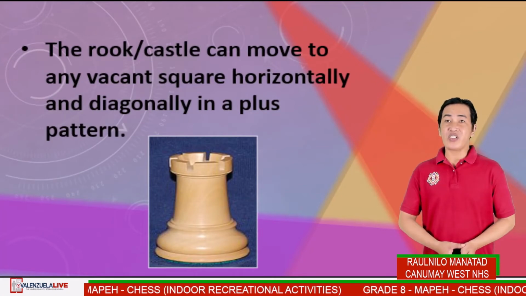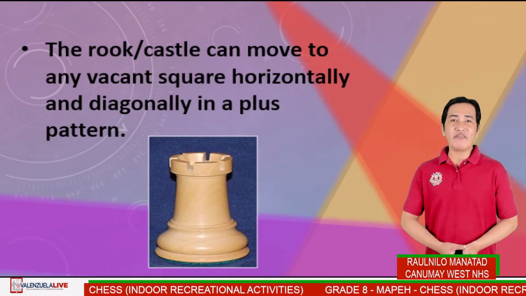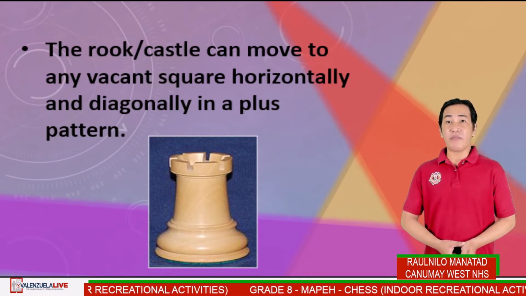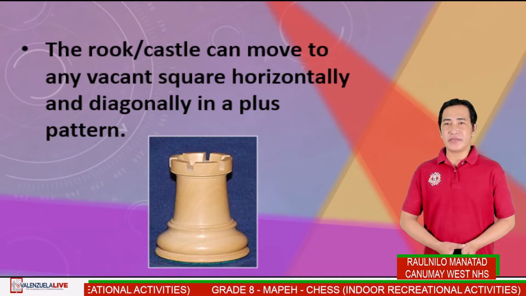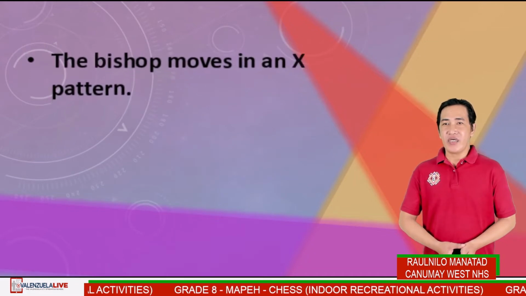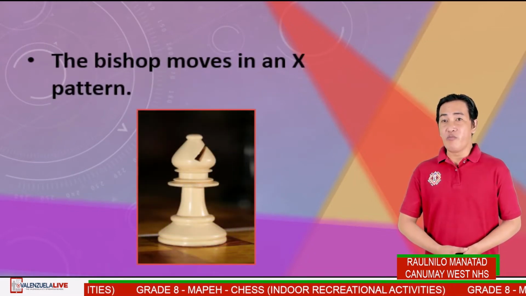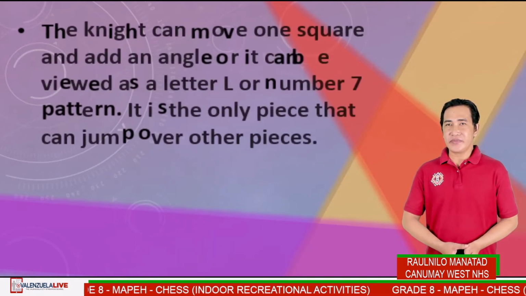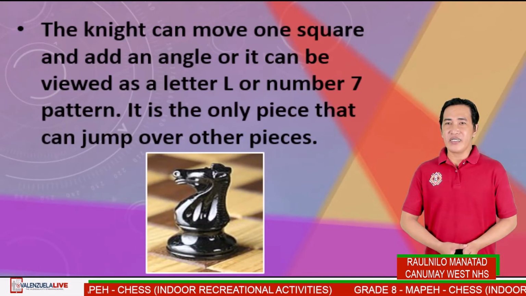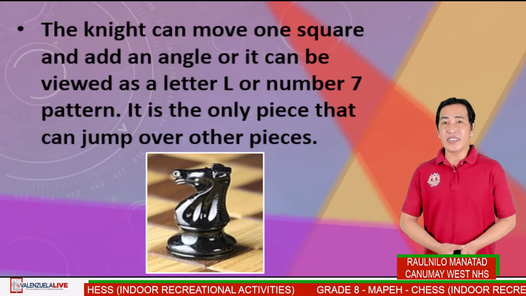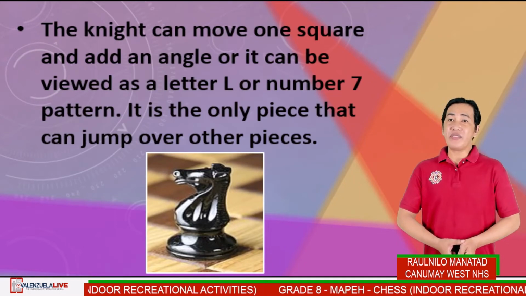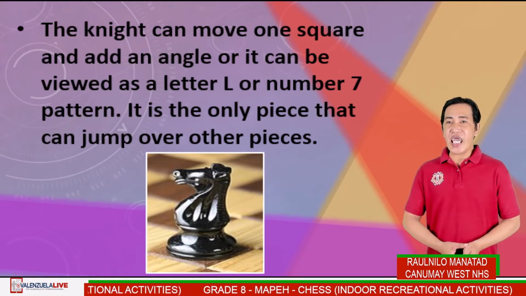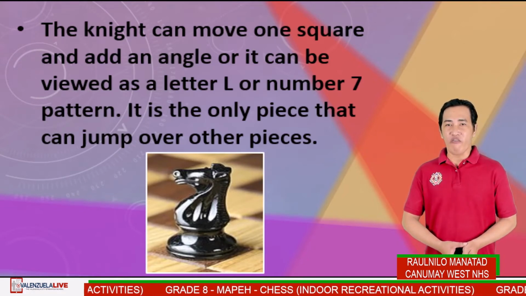The rook or castle can move to any vacant square horizontally and vertically, or in a plus pattern. The bishop moves in an X pattern. The knight can move one square and add an angle, or it can be viewed as letter L or number 7 pattern. It is the only piece that can jump over other pieces.